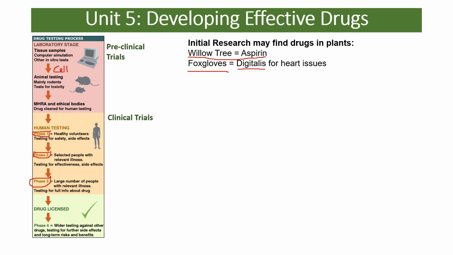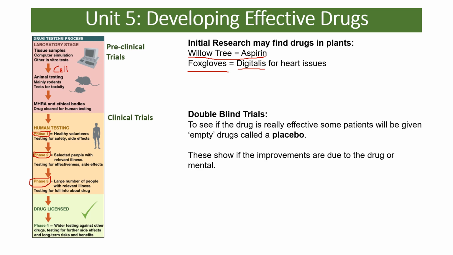Now when we're doing these tests on humans, we use something called double-blind trials. We use something called a placebo, where someone is given an empty drug or a pretend drug that doesn't contain any active ingredients. When we use a double-blind trial, the doctor giving out the drug doesn't know which ones are real and which ones aren't, and neither does the patient. It's just to work out, does the drug show improvements due to the actual drug, or is it a psychological thing? It also avoids bias.